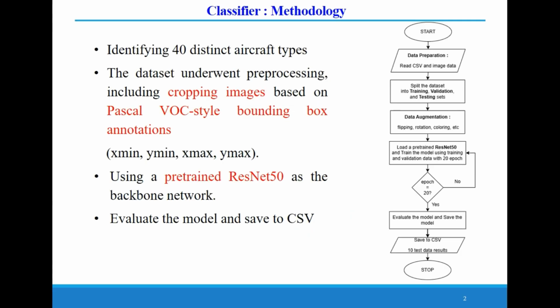In this part, we will identify 40 distinct aircraft types using the dataset. The dataset underwent pre-processing including cropping images based on Pascal VOC bounding box annotation, and then using a pre-trained ResNet-50 as the backbone network, and lastly, evaluating the model and saving it to a CSV file.